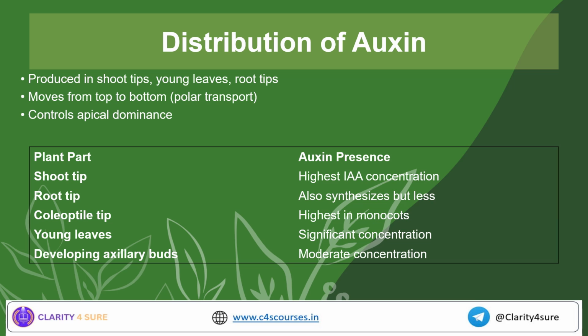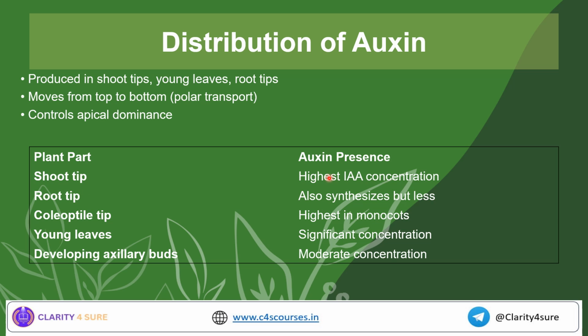Okay. Next is distribution. So, talking about the distribution of auxin, generally auxin is present in shoot tips, young leaves, root tips, and developing buds. So, generally auxin is highest at the tips and decreases as we move down. So that's why apical dominance happens. Okay. So let's see in how much concentration auxin is present among these plant parts. So first is shoot tip.